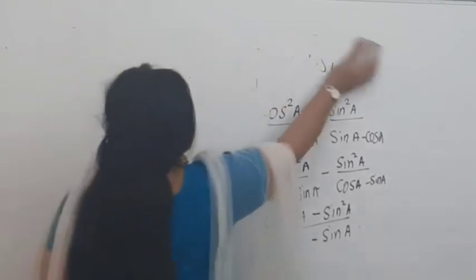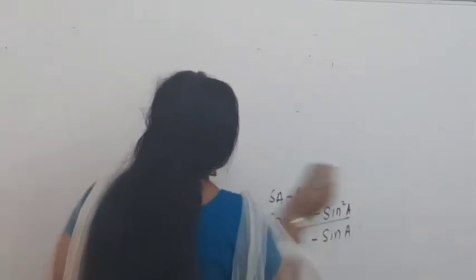So the second question is, I hope children, everyone knows the identities we have studied in our previous video. The first identity is sin square theta plus cos square theta is equal to 1. The second identity is 1 plus tan square theta is equal to sec square theta. Third identity is 1 plus cot square theta is equal to cosec square theta. From this we derive the identities.